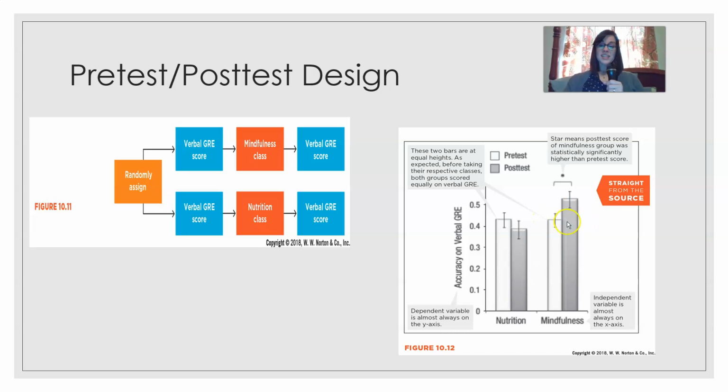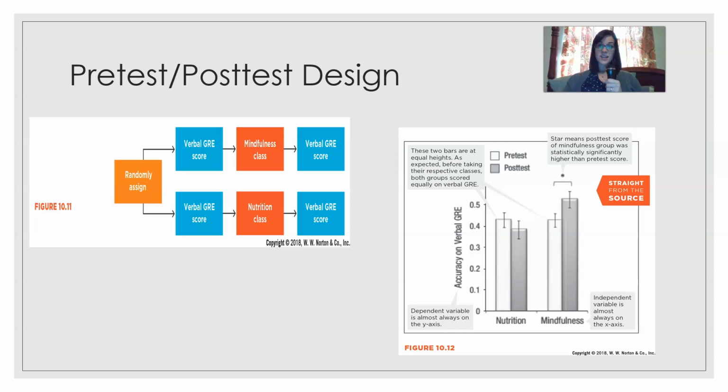Now, on the other hand, let's take a look at our mindfulness group. Here, we can see that our error bars do not overlap, and at least in the paper, it's been marked with a star. This shows that this group performed significantly higher on the post-test relative to the pretest.